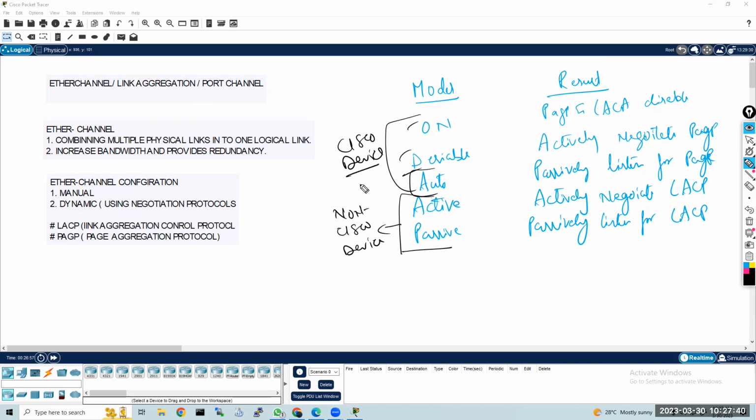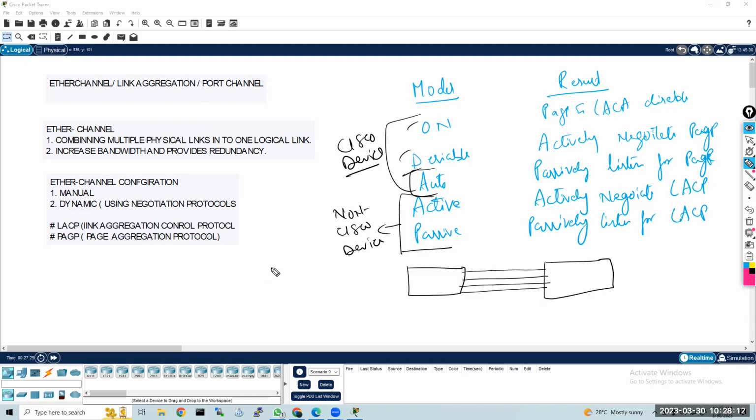Configuration is very simple, guys. If you talk about the configuration, it's very simple to configure. Now, how does the communication work? For example, these are my two switches where I'm going to connect 4 links. Maybe FastEthernet 21, 22, 23, 24. Like that, 4 ports I have connected.